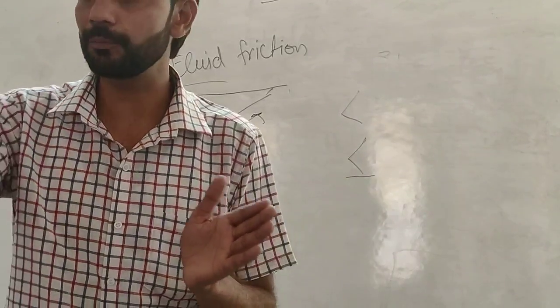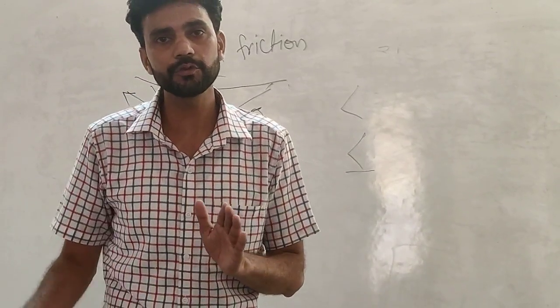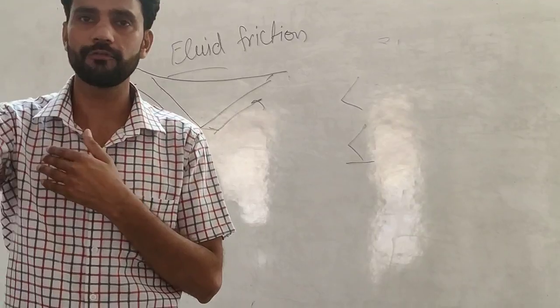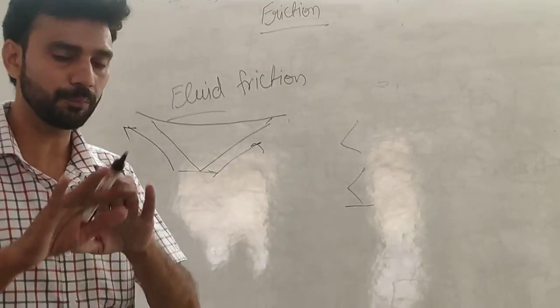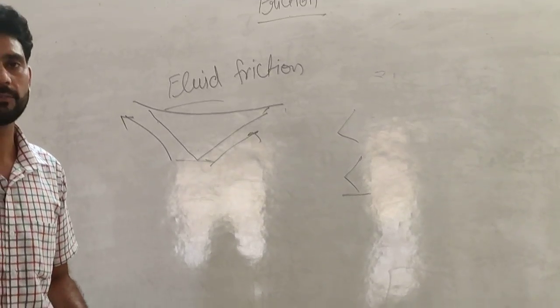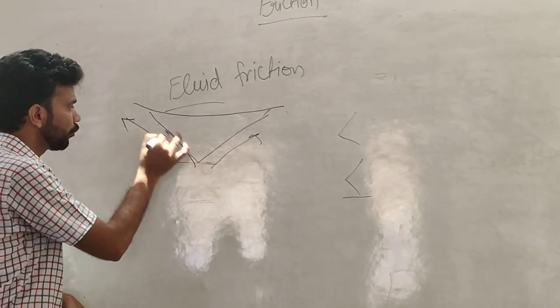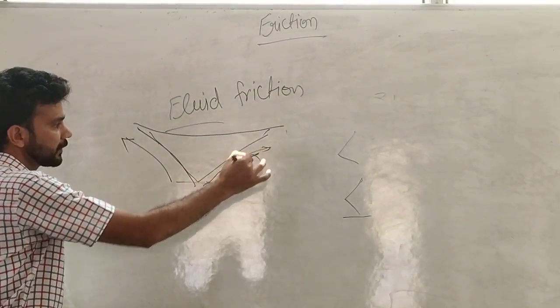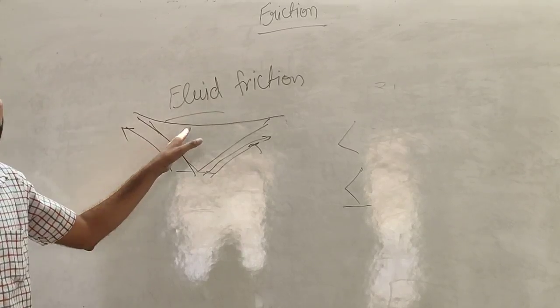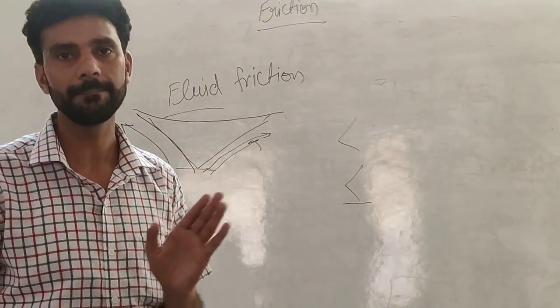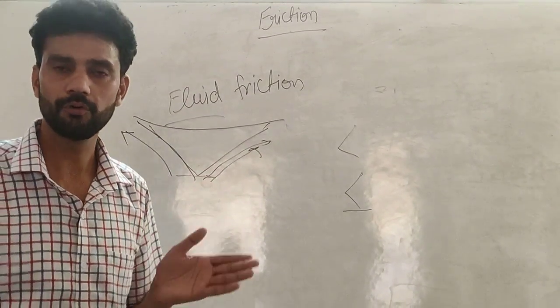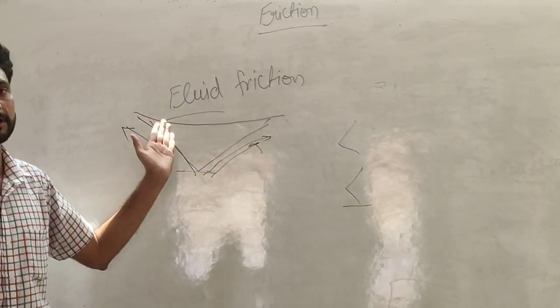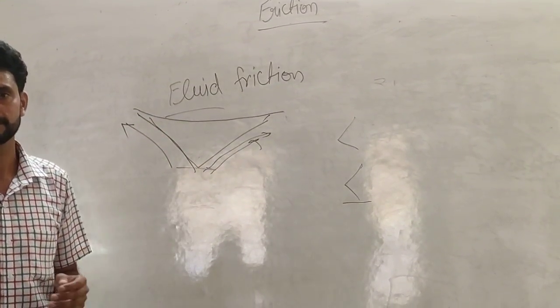Similarly, when we swim, we push the water backward. Why do we push the water backward? To move forward. When we push things backward, then we move forward. Similarly, some water goes in this direction and some goes in this direction. So the object can easily swim and move. So streamline shape reduces fluid friction.